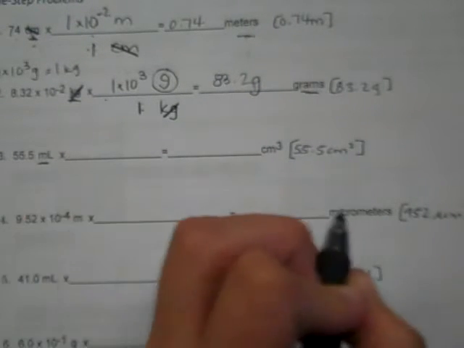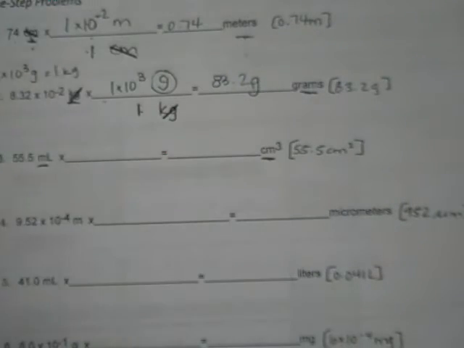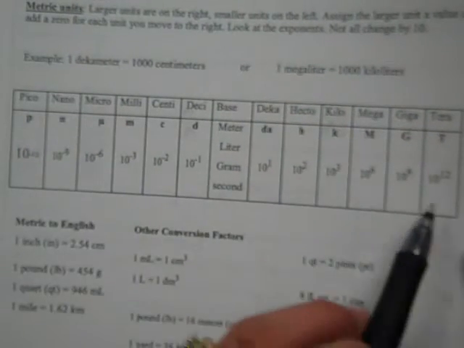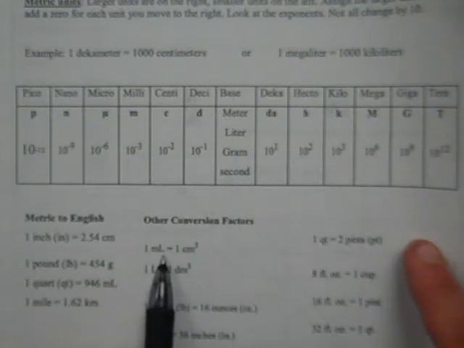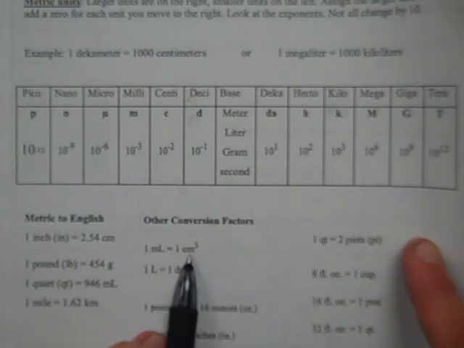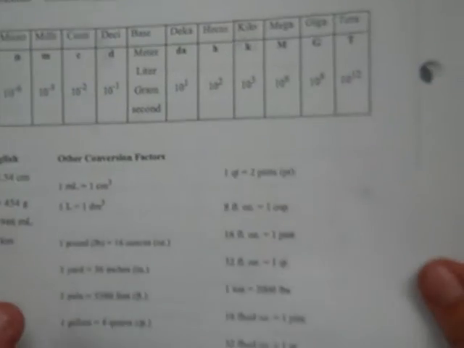So for number 3, I have milliliters and centimeters cubed. We haven't explicitly talked about the relationship between milliliters and centimeters cubed, but it is in your notes, in the conversions on page 28. On page 28, you have all the different conversions that I've given you. And here's the one we care about right here. For every 1 milliliter, it equals 1 centimeter cubed. So that's again on page 28.